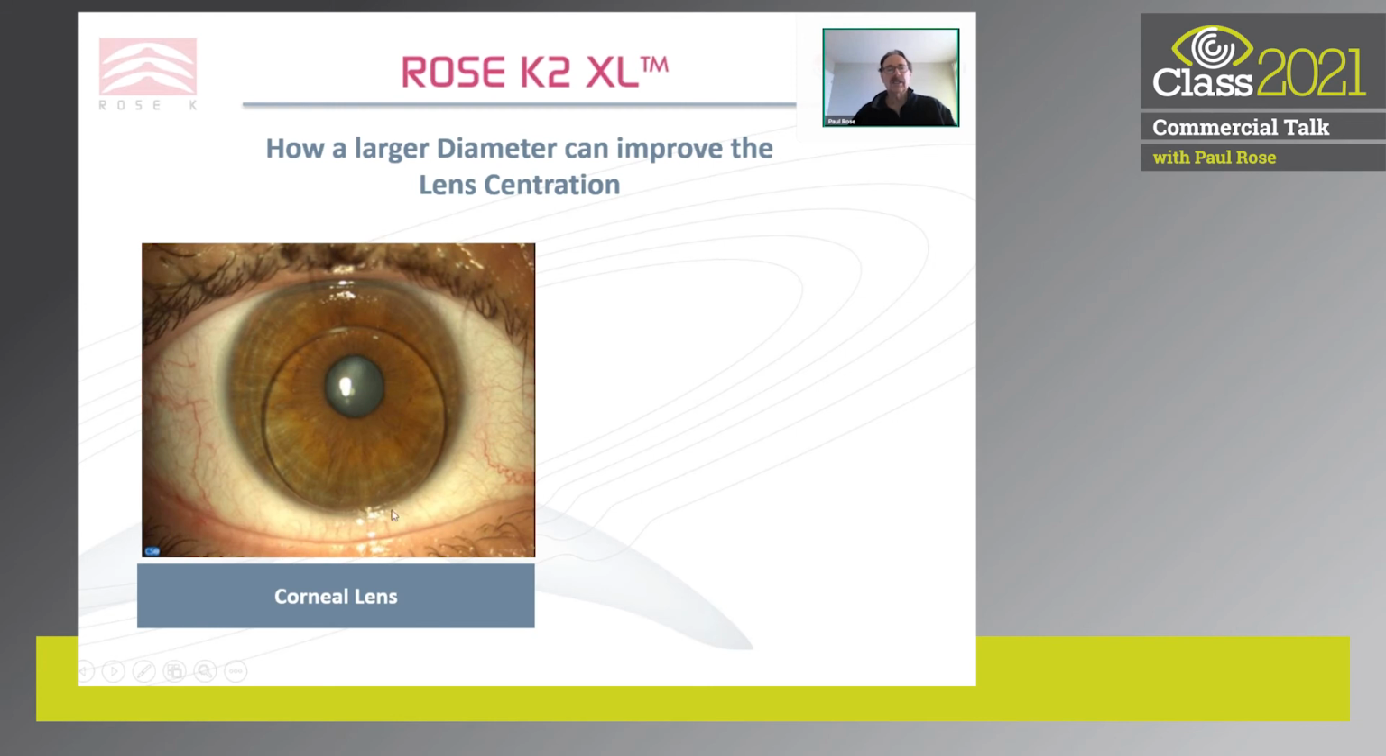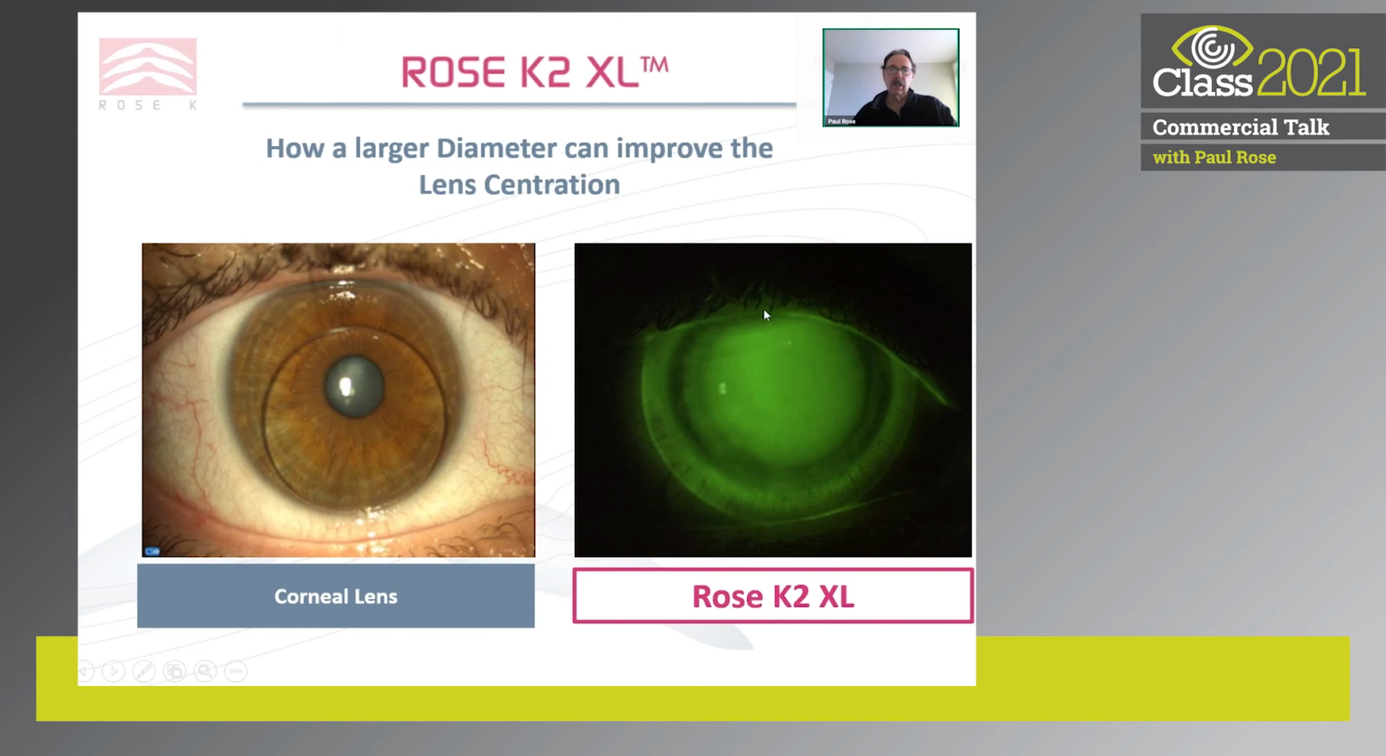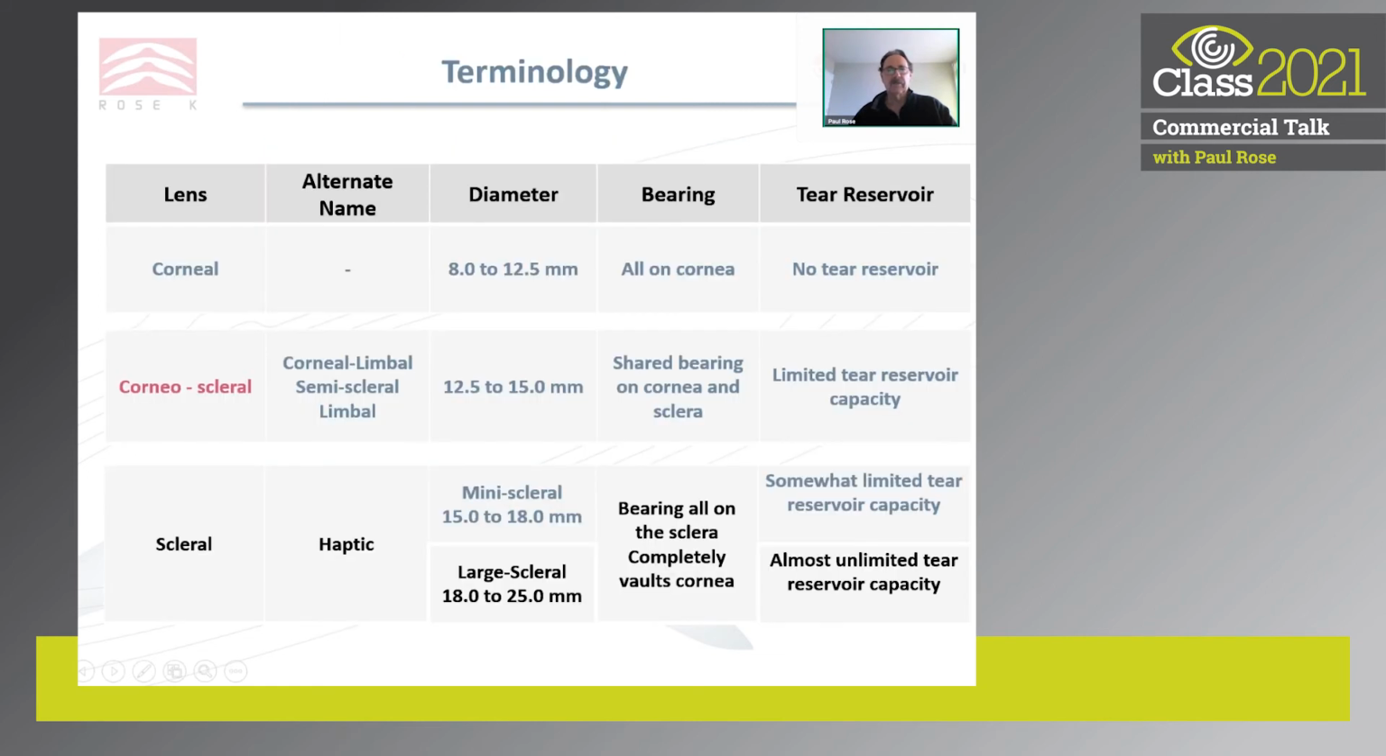Also, in some cases, because of the lid position, where you have a very low bottom lid, you can have difficulty getting a corneal lens to locate, and simply going to a larger lens like XL, you can immediately improve that centration, as you see here.